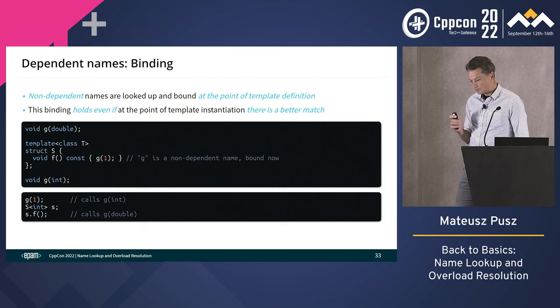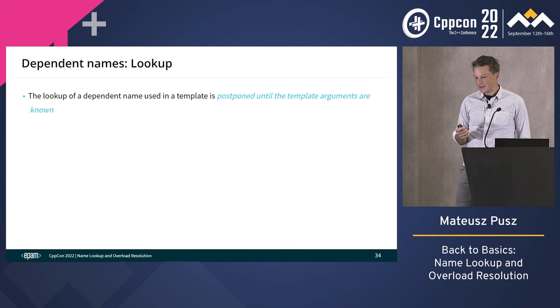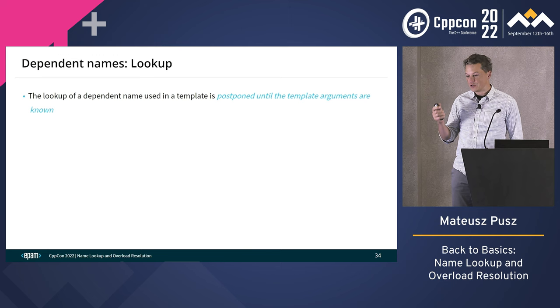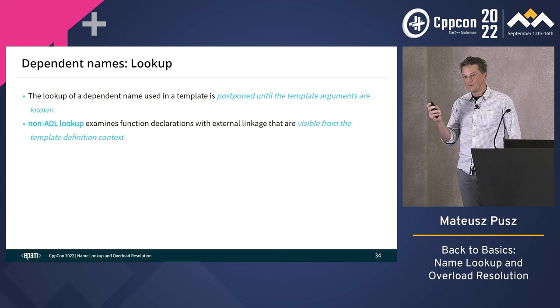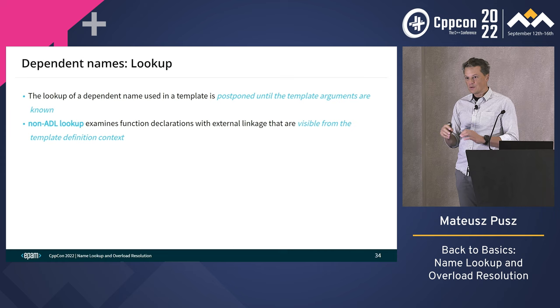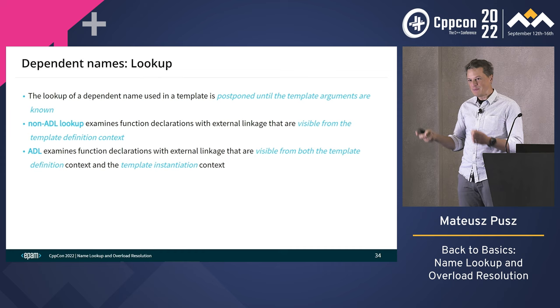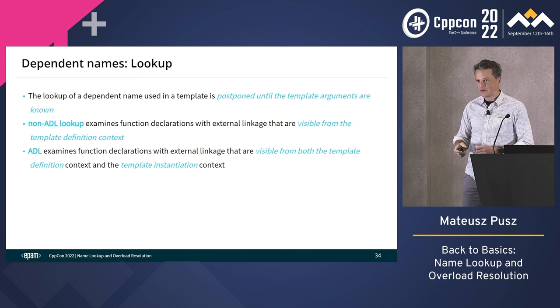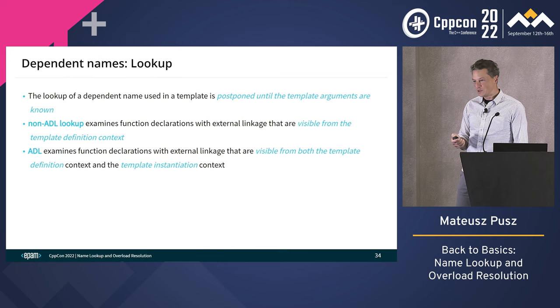Binding of dependent names is postponed until lookup takes place. The lookup of a dependent name used in a template is postponed until template arguments are known. Non-ideal lookup examines functions from the place of its call. So basically, if it's qualified, for example, lookup, it will just look in the things that it already knows. Only ADL lookup for a dependent name will behave like we mentioned. So it can find things also defined later on, but before the place of the specialization instantiation of the template. So it has to be dependent and ADL lookup in order for this to happen.